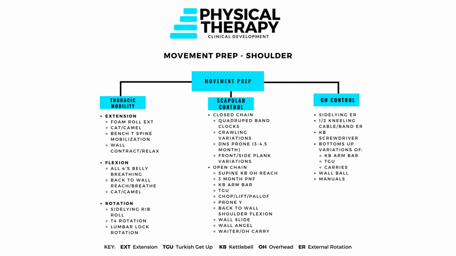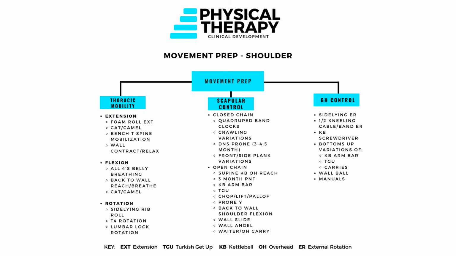So this is an example of a movement prep trainable menu for the shoulder. So I'll quickly talk through these exercises with you guys, and then I'll talk about how we can get access to videos of these exercises a little bit later. But this is, again, an example of a movement prep trainable menu for the shoulder. So we've got thoracic mobility, scapular control, and glenohumeral control. You can see that I broke down thoracic mobility by extension, flexion, and rotation. Scapular control is broken down by closed chain and open chain, and then glenohumeral control just has a few listed exercises there.